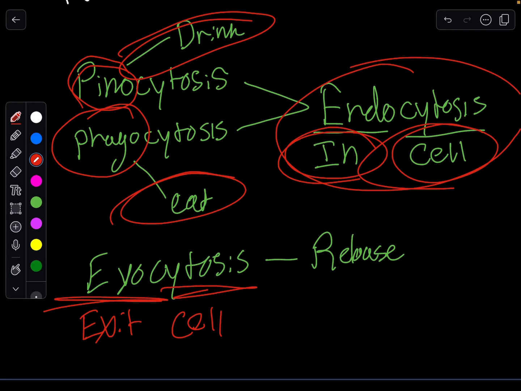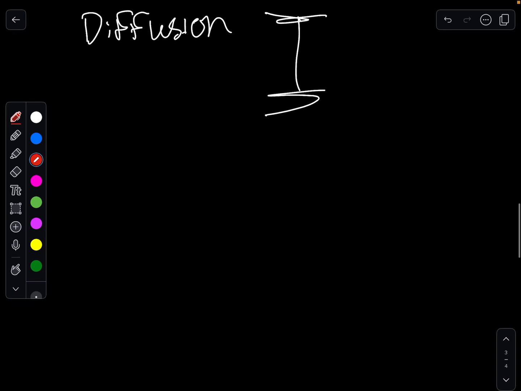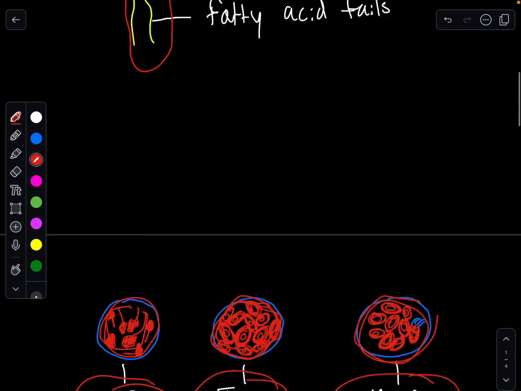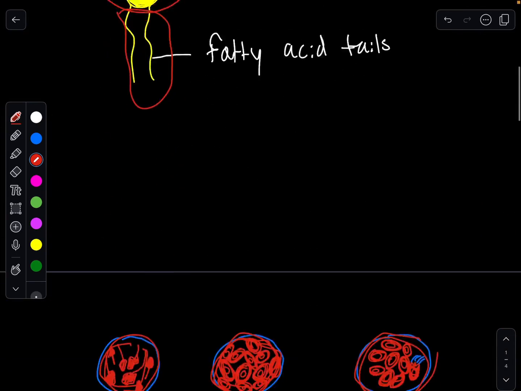And then plasmodesmata are just channels between plant cells for communication and transport. And then lastly, we have aquaporins, which are special channel proteins that allow fast water movement across membranes. I'm pretty sure that covers everything for this chapter, or for this segment.